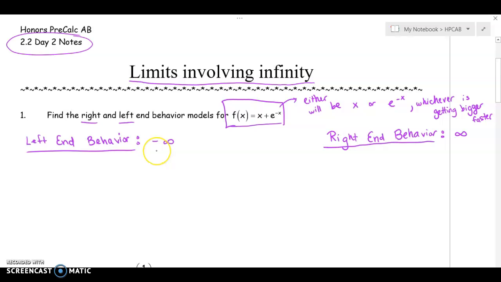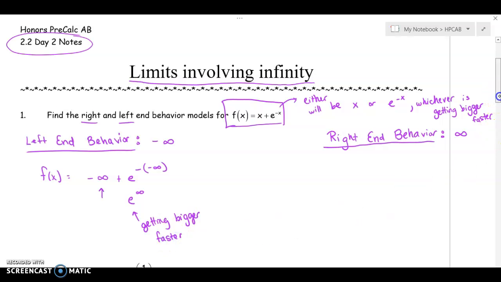So as we go to negative infinity, let's say that we have f of x and we're plugging in negative infinity for x. We're going to have negative infinity plus e to the negative negative infinity. I just replaced the x's with negative infinities. Then we look at both pieces and ask, which one's getting bigger faster? Well, this piece is negative infinity, so that's getting smaller. This becomes e to the positive infinity because the negatives cancel. This is getting bigger and bigger and bigger. You're raising it to the infinity power. So this is getting bigger faster. That's the one that's going to win out, and that's going to be our end behavior model.